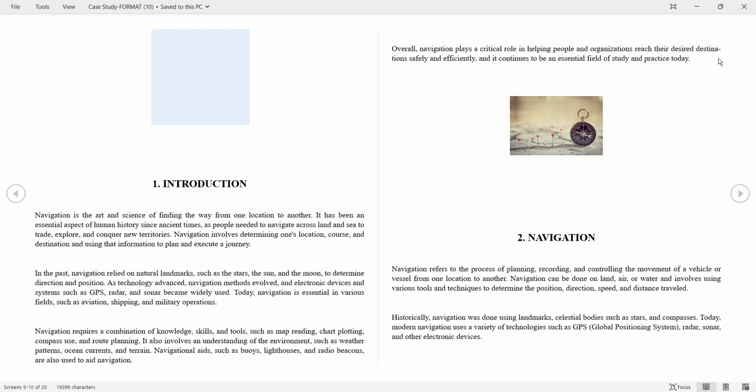Hi guys, I'm going to take a class about applications of mathematics in navigation.